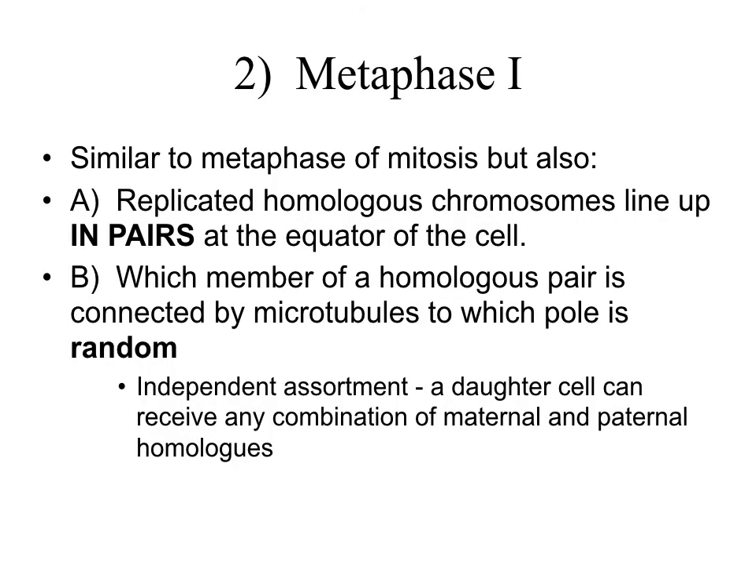It occurs in prophase 1. In metaphase 1, the replicated homologous chromosomes line up just like in mitosis, except they're not single file. The homologous pairs line up, doubled up. And in metaphase 1, there's the second phenomenon called independent assortment.